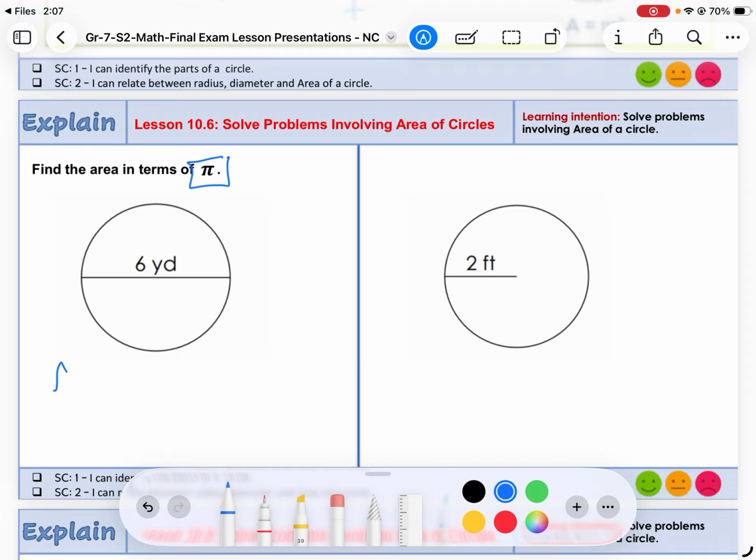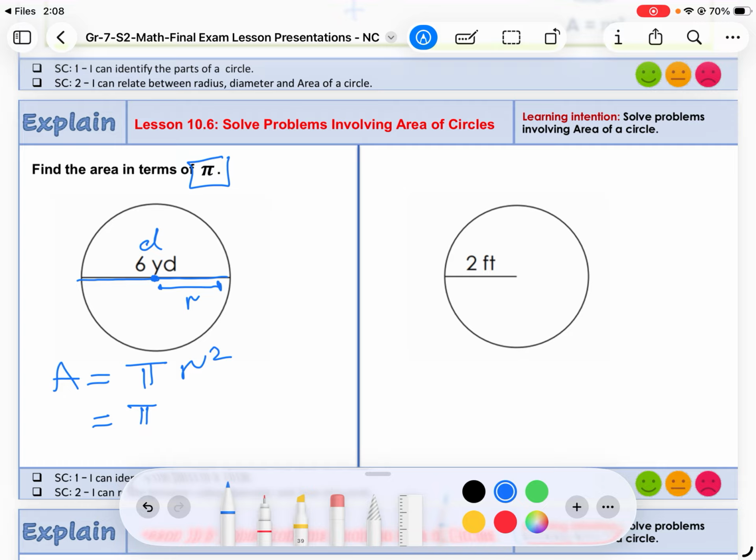First of all, we're going to put the formula, area equals pi r squared. Please make sure that you write the formula, it's mandatory. Next, they said use pi, so I'm going to keep pi the same and not change it. Now I need the radius. As you can see, 6 yards here represents the diameter. So how am I going to get the radius from the diameter? This distance from here to here is my radius. What's the relation between the radius and the diameter? Basically, the radius is half the diameter.